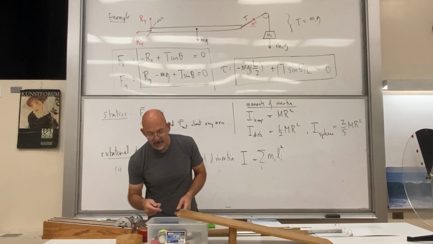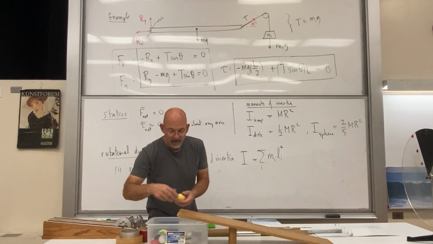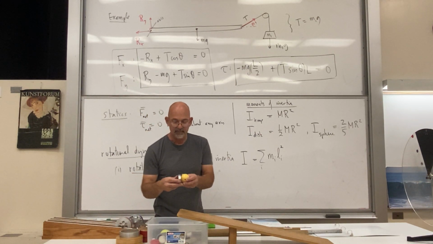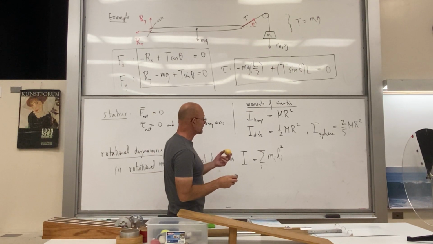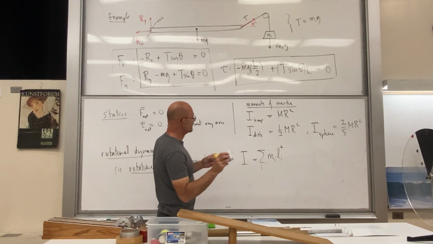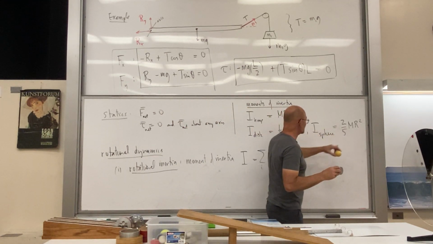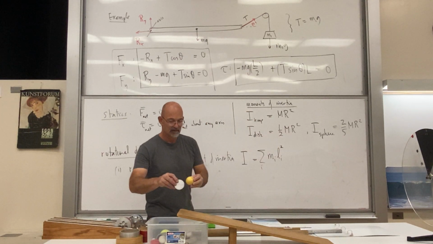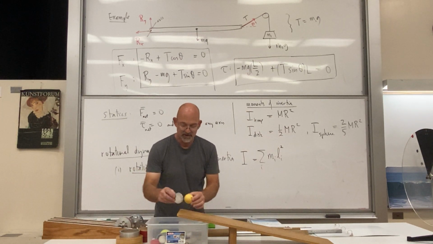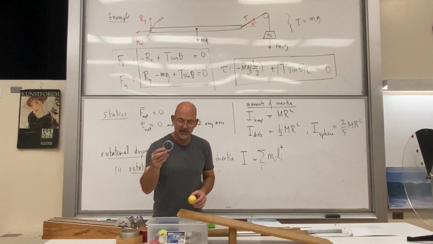Now, to make a fair race with spheres and discs, you'd want them to be a similar radius. So here's a sphere and here's a disc. Now the sphere has a slightly smaller moment of inertia than the disc. Okay. I shouldn't actually do this before I do the hoop.